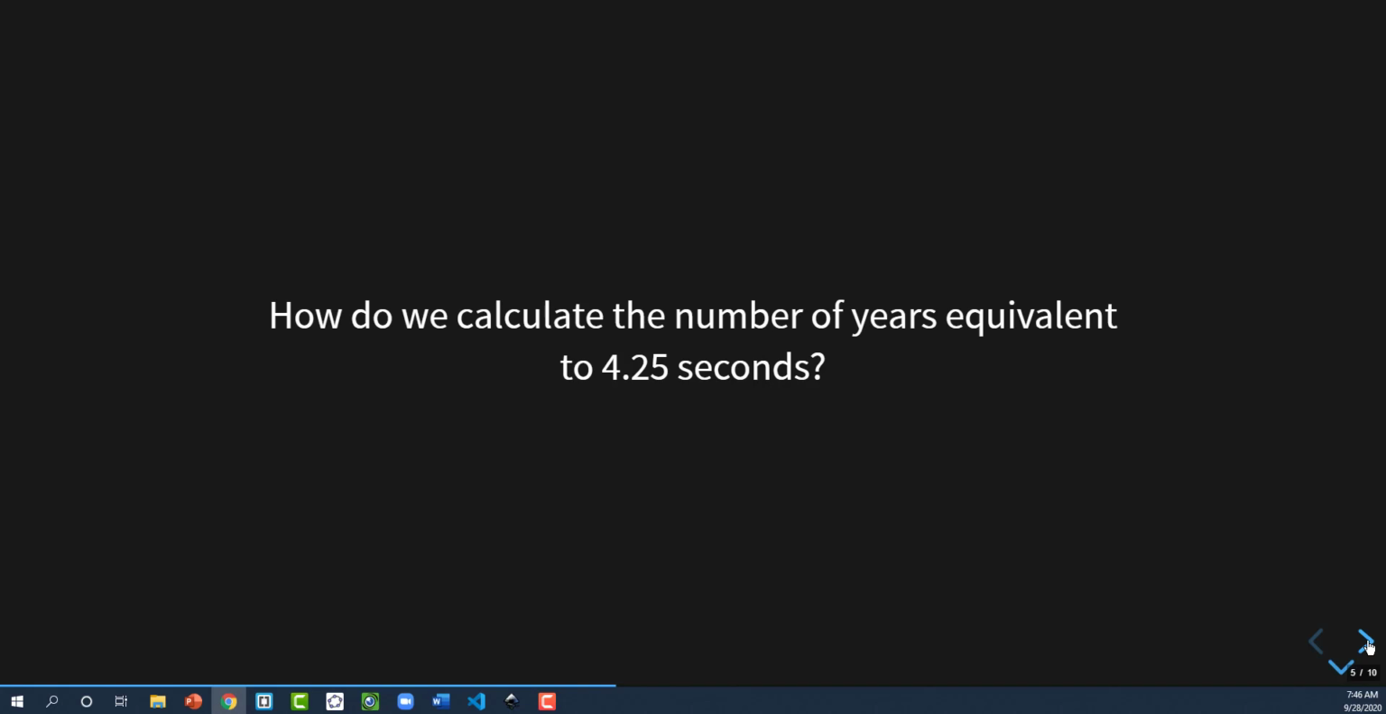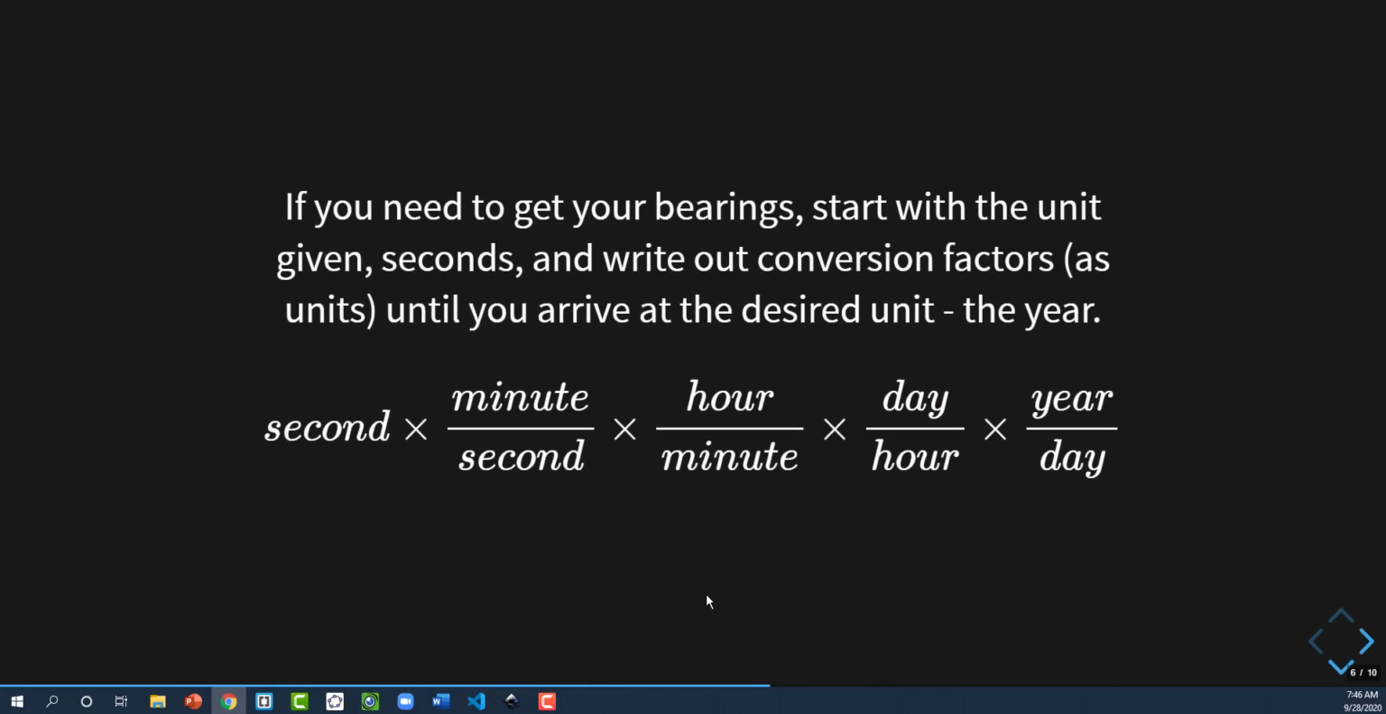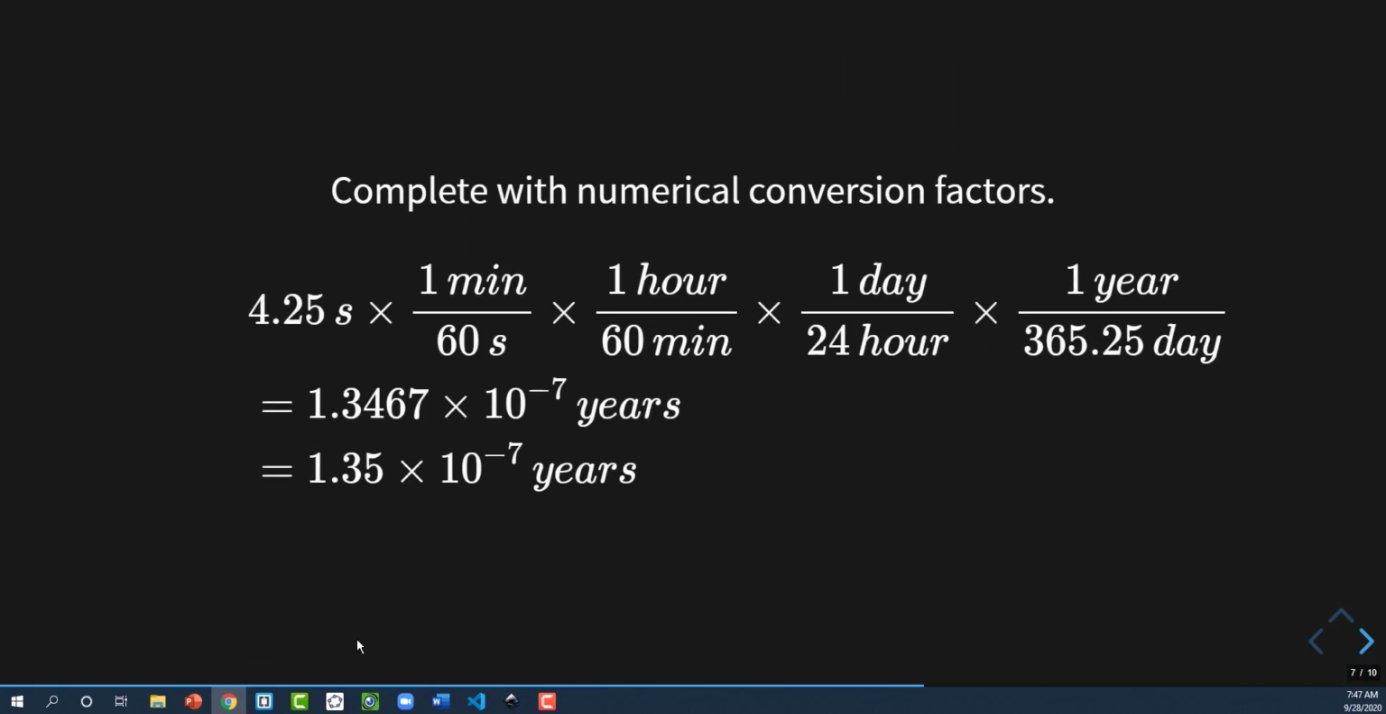Well, basically you do the same thing, but you have to work up to a larger unit starting from the 4.25 seconds. So in terms of the units, how would you do it? Say, I'm going to go from the seconds to the minutes, from minutes to hours, from hours to days, days to years. And finally, I know all this will be correct as long as I put the correct conversion factors in for each of these that's written here. So let's look at it.